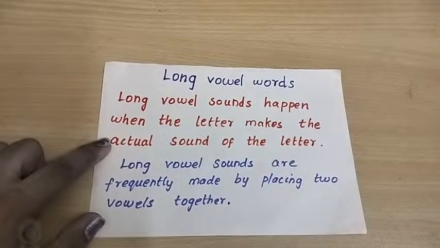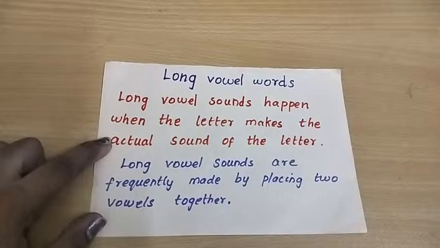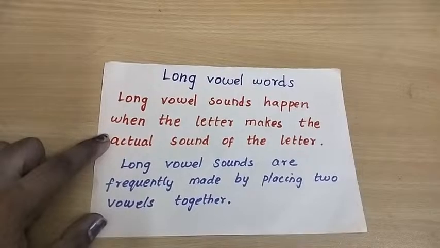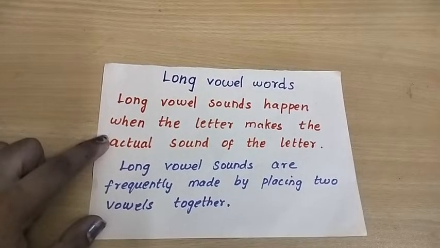First, tell me the difference between short vowel words and long vowel words. Short vowel words is nothing but the letter says its phonic sound. If the letter is A, it says the sound A. But in long vowel words, the letter does not say the phonic sound. It says its actual sound of the letter. If it is A, it says A. If it is E, it says E. If it is I, the sound will be the actual sound of I. For O, O. For U.